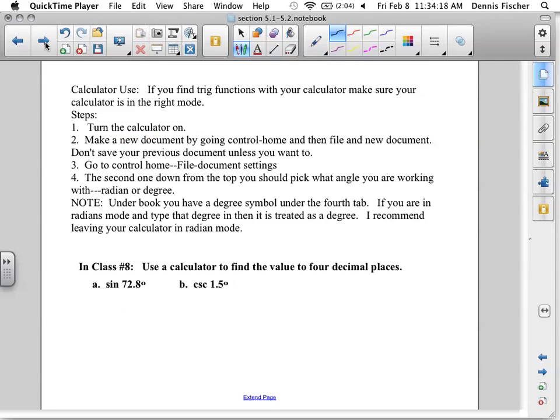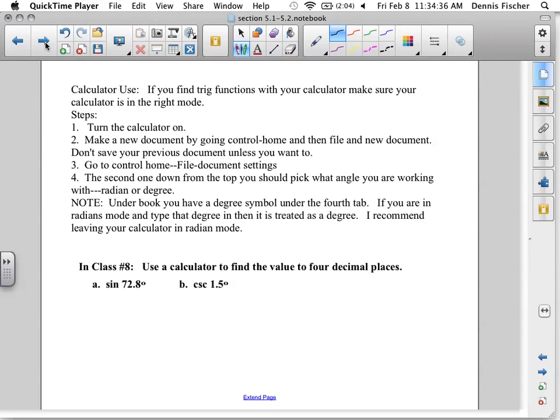Calculator. I think we talked about this a little bit. If you use your calculator to find a trig function, make sure your calculator is in the right mode. I think we talked about this already, right? That's with the radians. If you're in radians, you better be in radian mode. If you're in degrees, you better be in degree mode. How do you switch it? How do you change it?